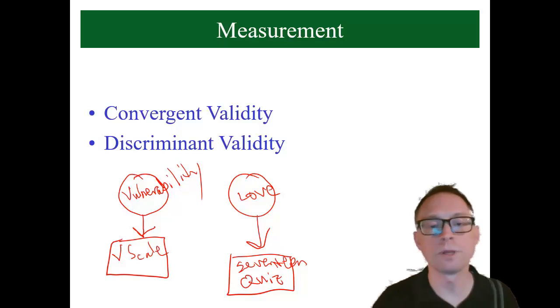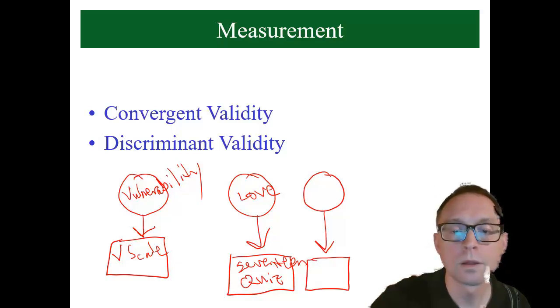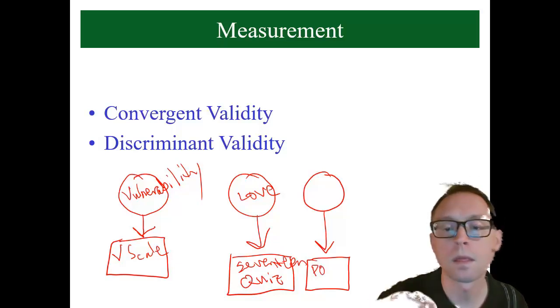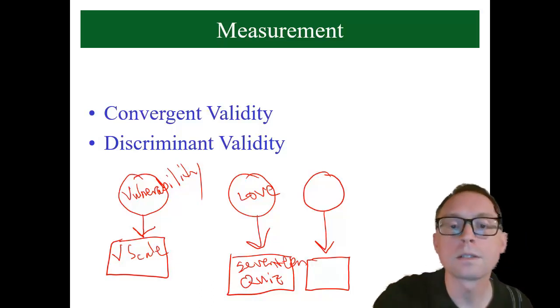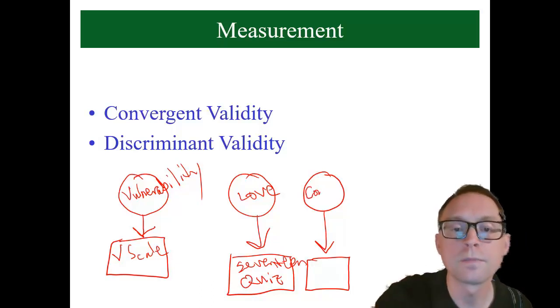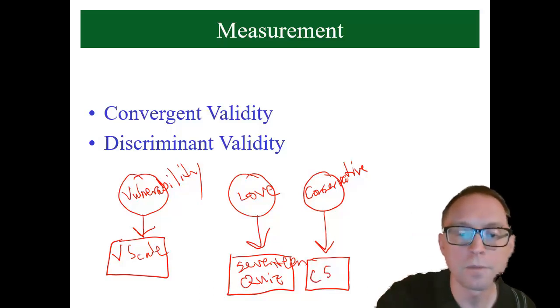It measures vulnerability. And let's say that we have a separate measure over here which has to do with conservatism, whether you're politically conservative or not, and we'll call that the C scale.